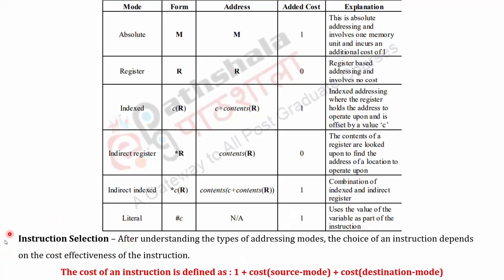So how we are supposed to select an instruction? For example, if any code is being given to you, how we should write an assembly code, and to write that assembly code, how we should choose the instruction set. So after understanding all these types of addressing modes, the choice of instruction depends on the cost effectiveness of the instruction, right? So here the cost of the instruction is defined as 1 will be the standard thing, that is for the opcode, 1 plus cost of source mode. As we know that the instruction is of two address, one is op, source and destination. So here 1 plus the cost of the source, and the cost of the destination. This is how we will be calculating the cost of the given instruction.